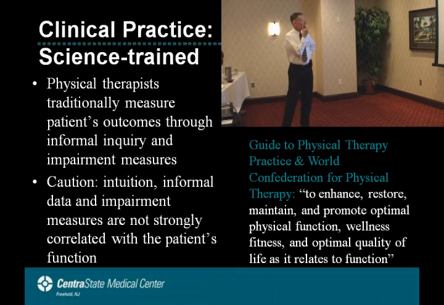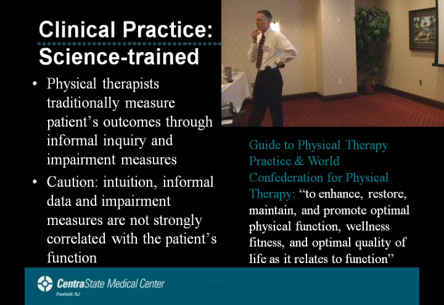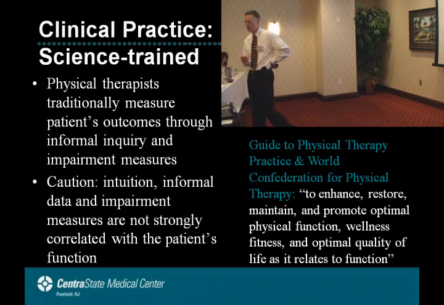Well, traditionally, physical therapists measure patient outcomes through informal inquiry. How you doing today, Jack? You feeling better today? You think it's okay with what we're doing? You know, you feeling a little bit better today? What do you want to do today? That type of thing. And we traditionally use impairment measures. Range of motion, goniometer, manual muscle testing, accessory movements, palpation, inspection, what have you. These are all common terms.